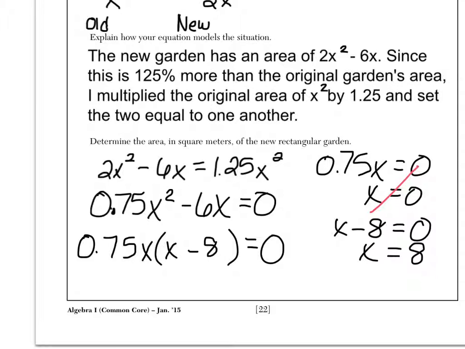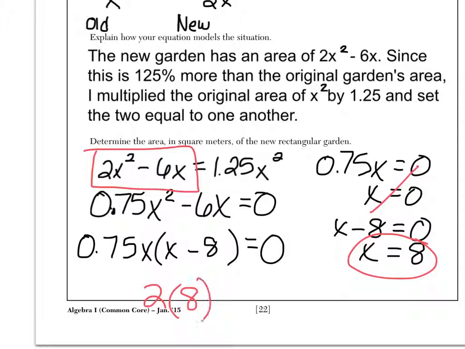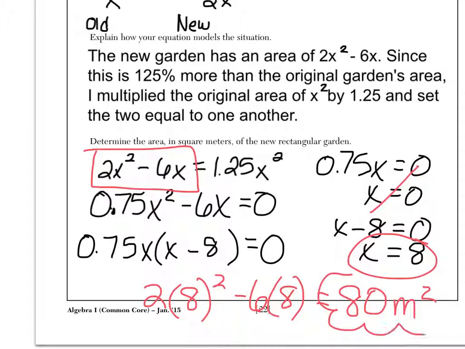So, did we answer the question? The area of the new rectangular garden? No, we didn't yet. We know what x is, but we do know that the new rectangular garden's area is this right here. So if we take that 8, 2 times 8 squared minus 6 times 8, and substitute everything in, we find the area, final answer, is 80 meters squared.